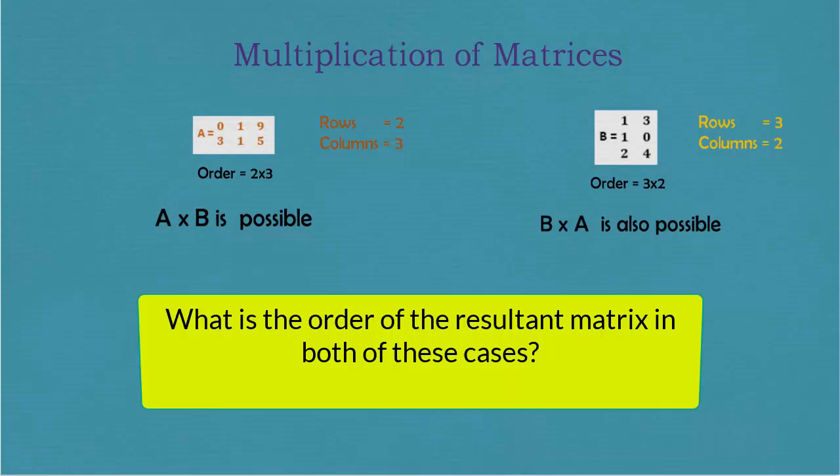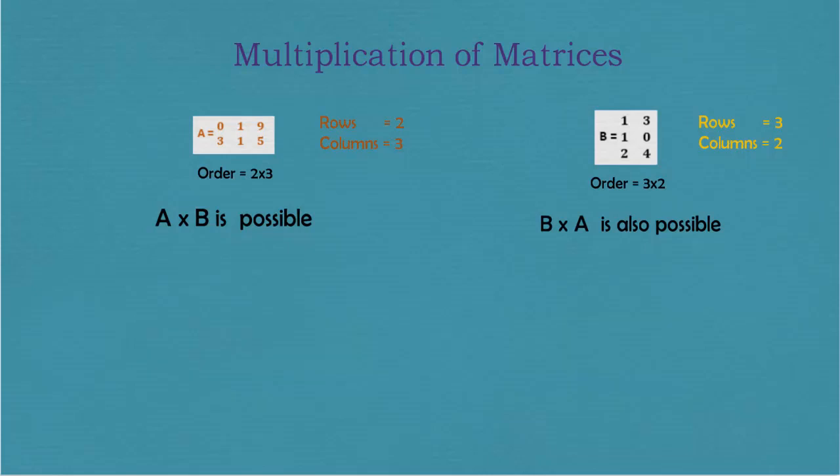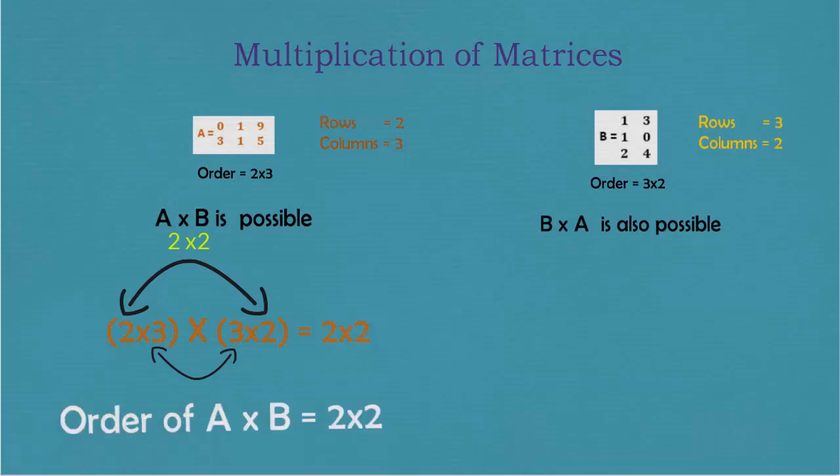The question that arises here is: what is the order of the resultant matrix in both of these cases? Here is a shortcut method that will help you to determine the order of the resultant matrix. In the case of AB, we know that the order of A is 2 by 3, which is multiplied by matrix B, whose order is 3 by 2. Here the inner numbers indicate whether matrix multiplication is possible or not. If they are the same, it means it is possible. In this case, 3 and 3, so it's the same, which means it's possible. But the outer terms, or the extreme terms, which are 2 and 2, actually represent the order of the resultant matrix AB, which is 2 by 2 in this case. So the order of AB is 2 by 2.